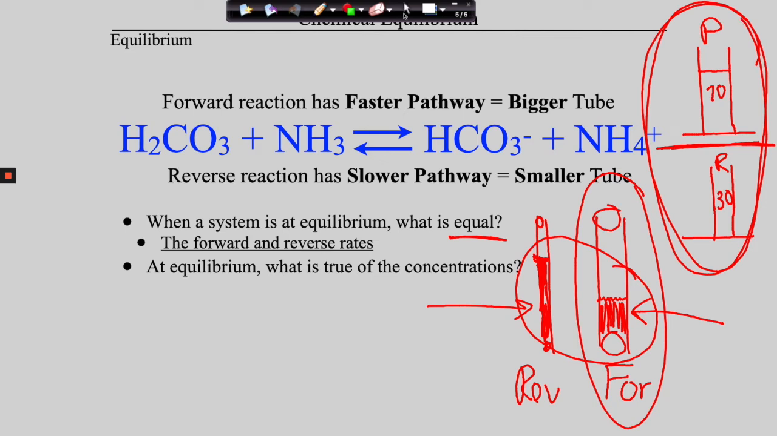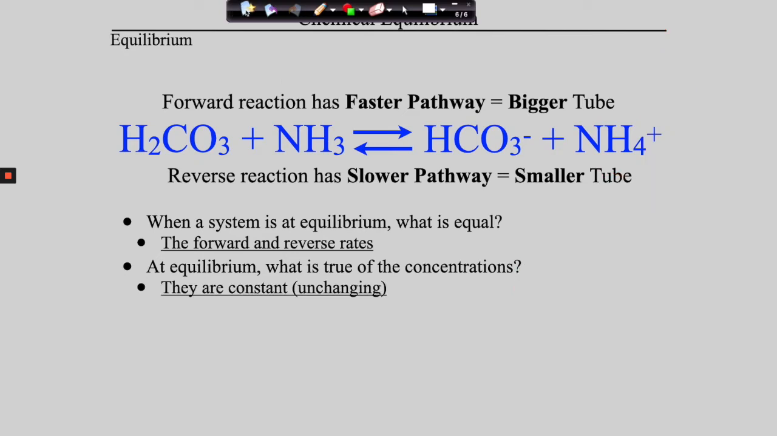So the thing that is representative of concentration is the amount of water in the cylinders, and that was unchanging, 70-30. So again, the thought is this: you need to know that at equilibrium the rates are equal. That was the amount of water in the tubes. Then you need to know at equilibrium the concentrations are constant, and that was representative of the amount of water in the cylinders.